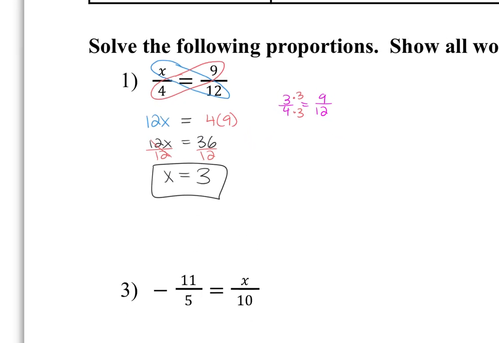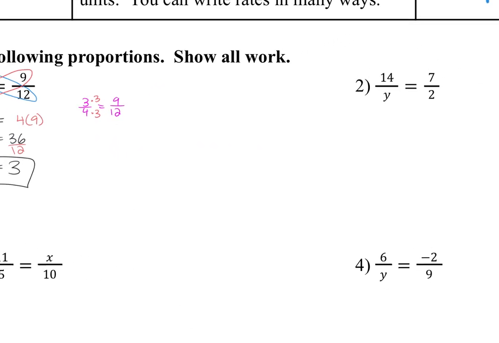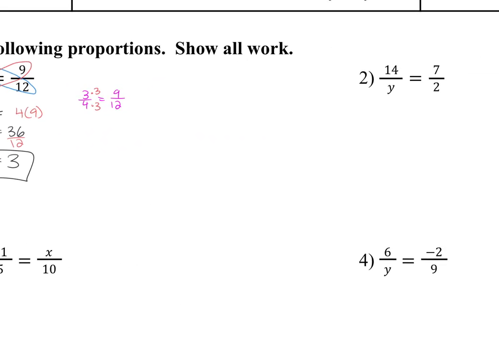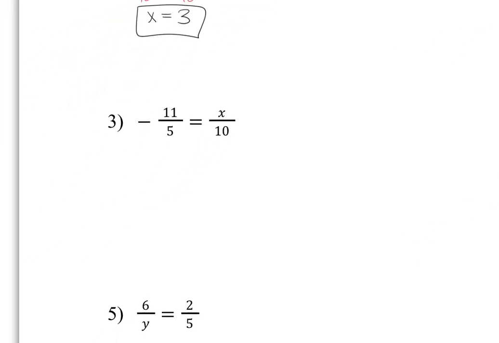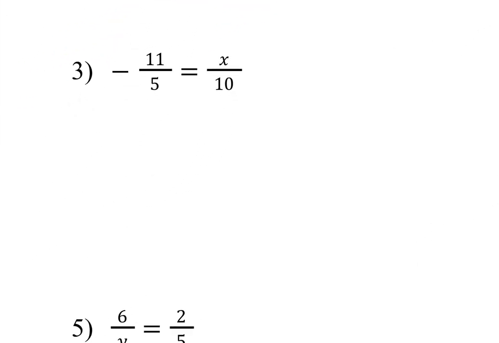Let's try another. Let's do number 2. Actually, I want to go to number 3. Sorry. We'll do number 2 in a second, but we'll do number 3. I like the negative thrown in here. Negative 11 over 5 is equal to x over 10.